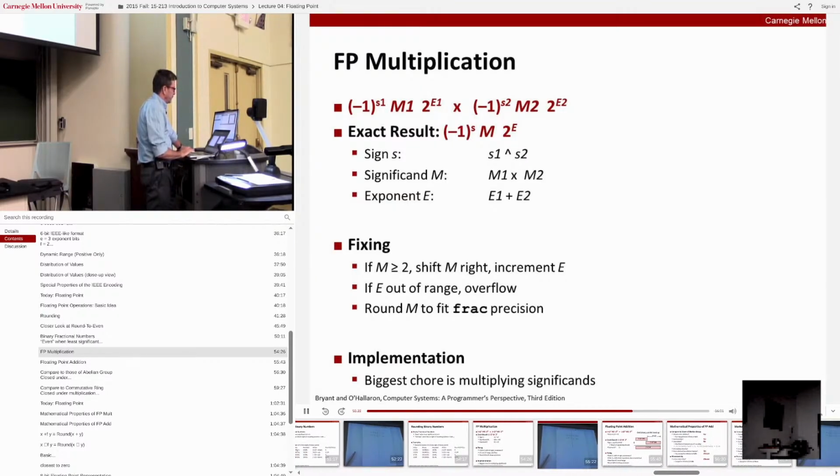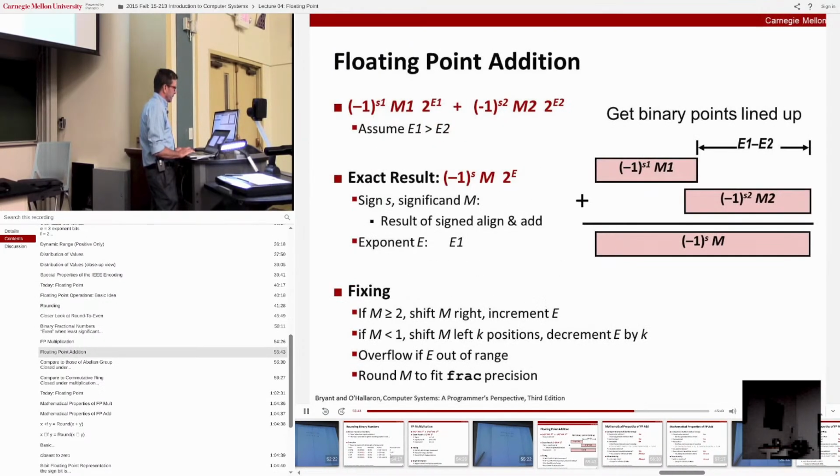So if m is greater than 2, and this is a normalized number, we have to shift it. We have to put it in the range between 1 and 2 by shifting to the right and incrementing the exponent. If e is out of range, then we overflow to infinity. And then if m has too many bits, we have to use round to even to fit it into the available frac bits.